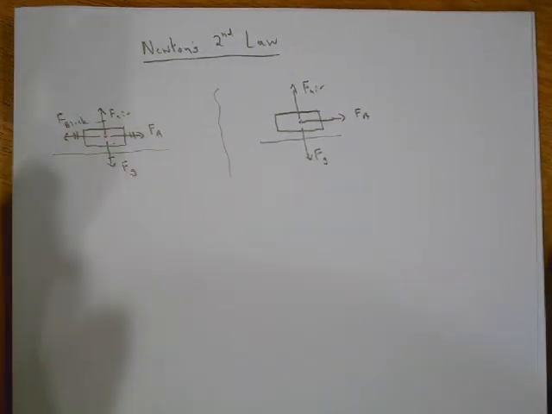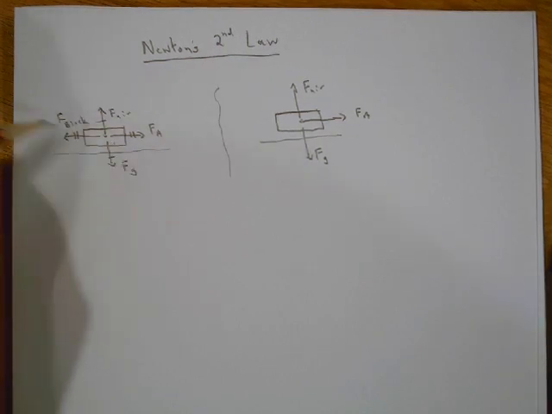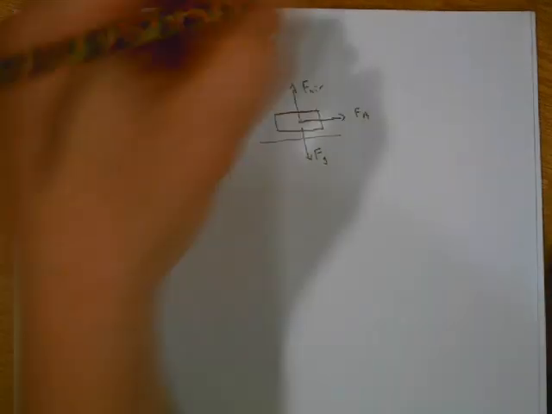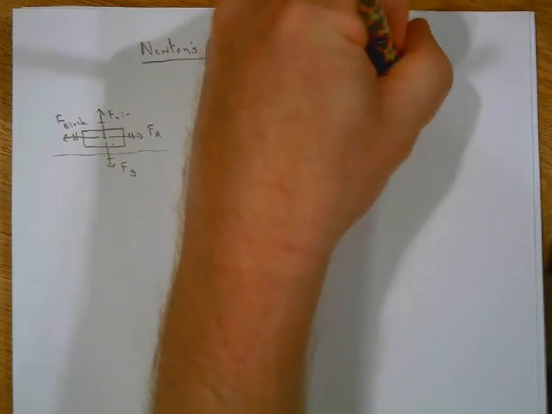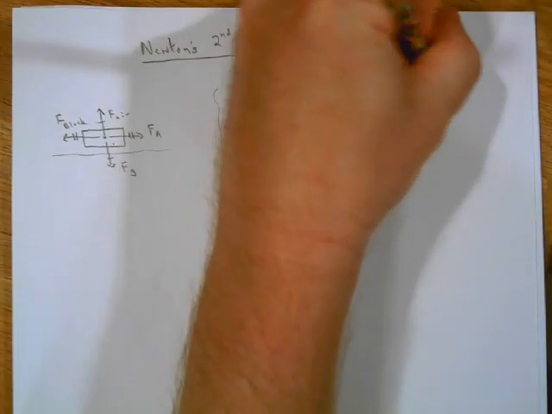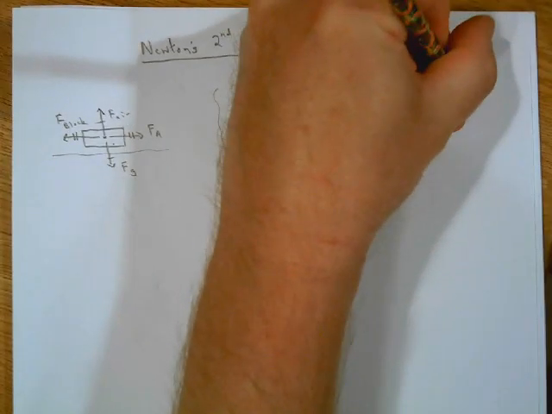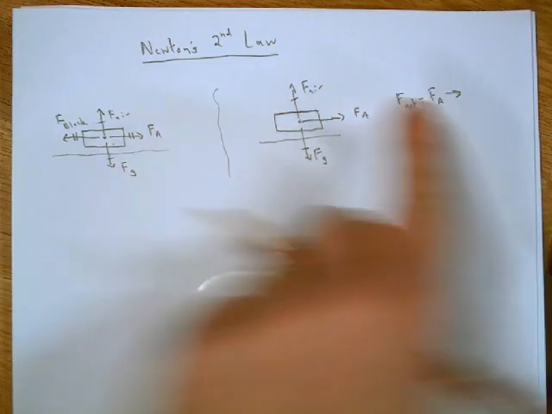Okay, and the block was released, so you had something like this. So these two forces cancel each other out. So then your net force was equal to your applied force pointing this way. So whatever that applied force was, that was your net force.